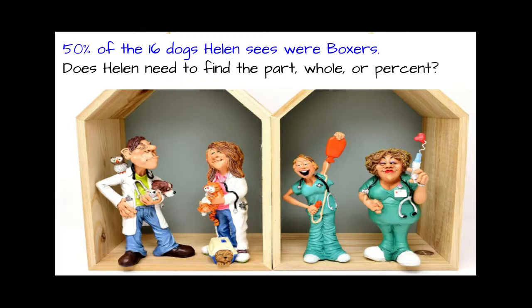50% of the 16 dogs Helen sees were boxers. So does Helen need to find the part, the whole, or the percent? Go ahead and pause the video and figure out which one Helen needs to find. Good, Helen needs to find the part. 50% is already a percent, so we already know that one. And it says of the 16 dogs, so that means that's all the dogs she saw, which is the whole. So we're missing the part.